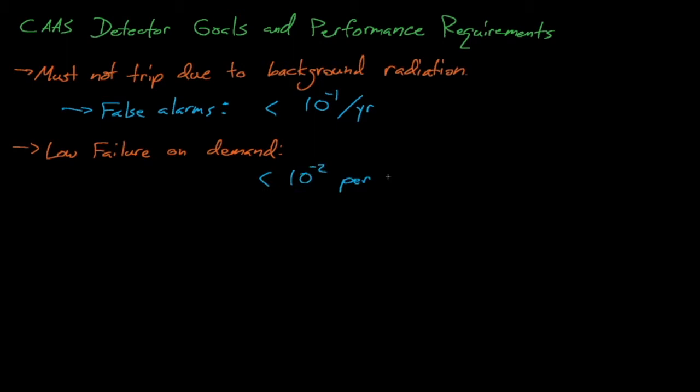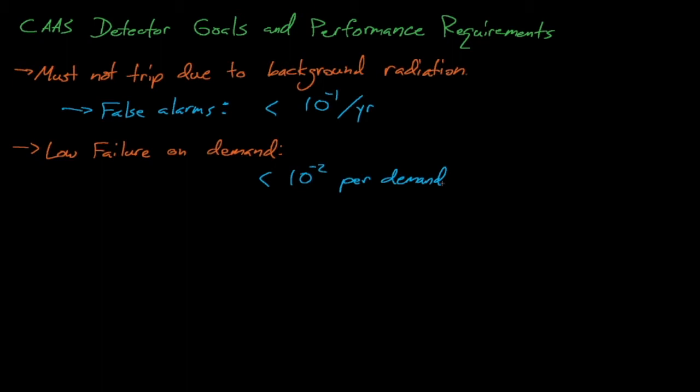We also want to make sure that the CAAS alarms function properly when a dangerous condition does exist. Therefore, the CAAS detectors should each have a low failure rate per demand. Typically, we want less than a 1% chance of failure per demand. If each CAAS detector array uses 3 detectors with the 2/3 majority voting logic, then this means that there's less than a 10^-4 chance that this detector array will fail to detect a supercritical excursion.